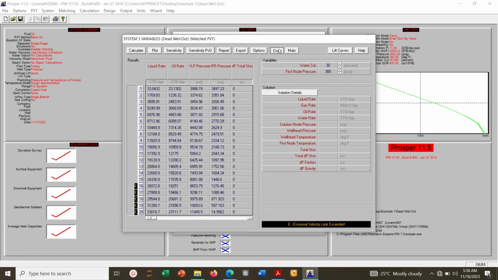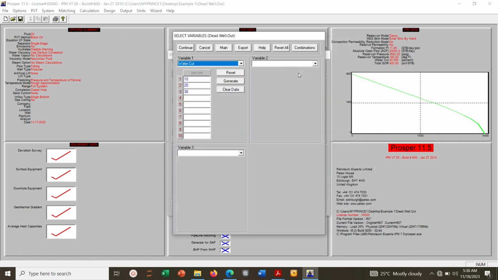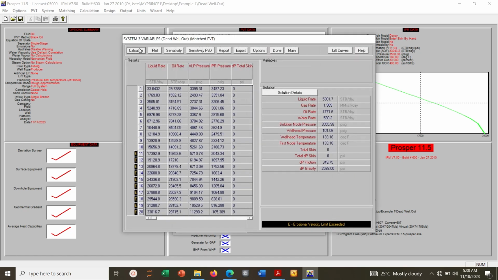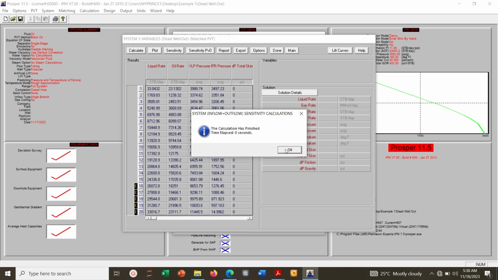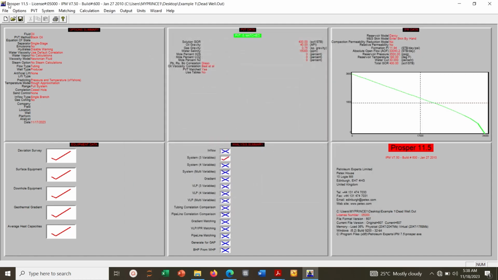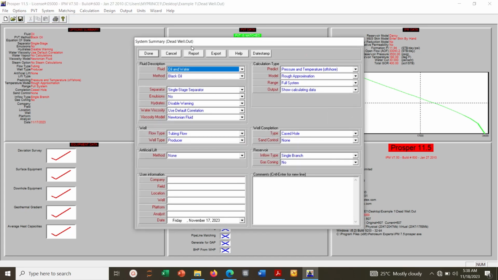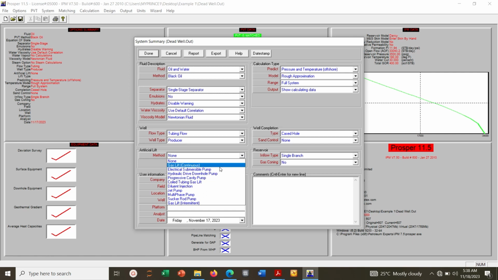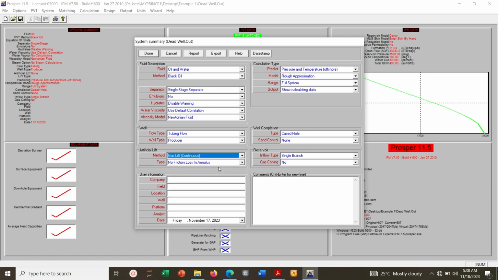So let's quickly go back to our initial condition. Run it again, to show that the well is not flowing under the solution details. We can see that the well is not flowing. Let's go to options and activate gas lift. Go to gas artificial lift and then choose gas lift continuous. Then click done.